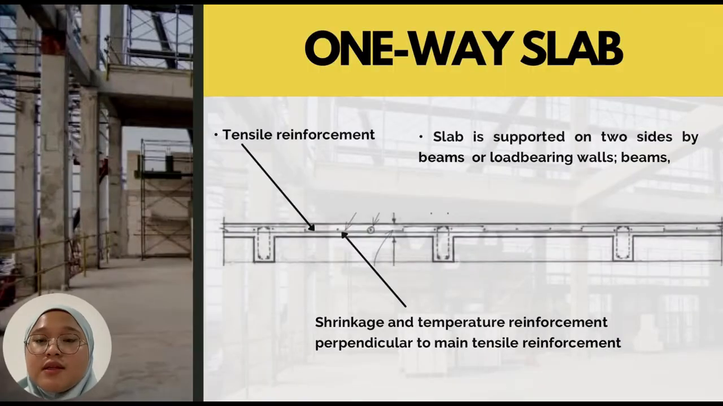As you can see from the arrow, that is the tensile reinforcement, and there is also a shrinkage and temperature reinforcement perpendicular to the main tensile reinforcement. The slab is also supported on two sides by beams or load-bearing walls. Beams in turn may be supported by girders or columns.